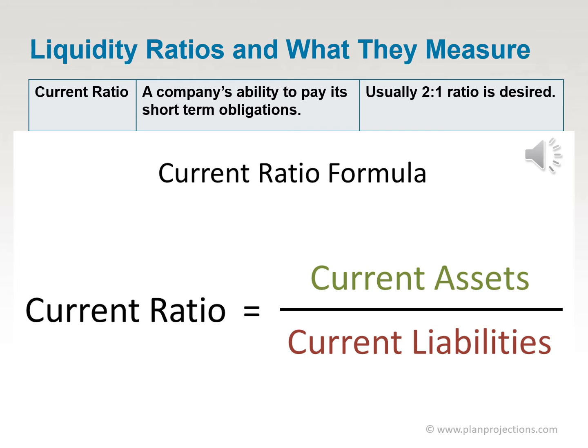Remember that we're comparing assets to liabilities, and that's how we determine the current ratio. The current ratio is calculated by taking current assets and dividing it by current liabilities.